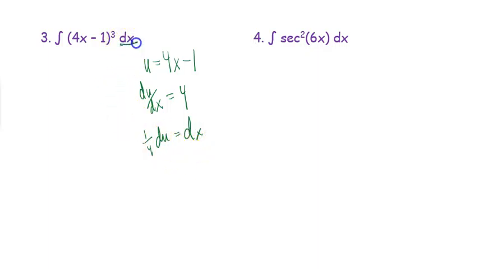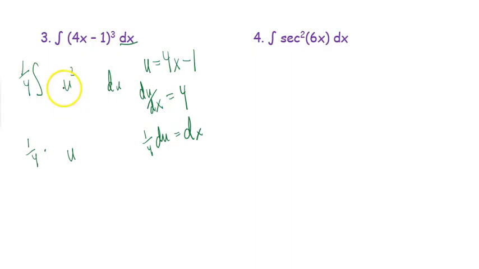And I'm going to replace the dx with 1/4 du. I'm going to put the 1/4 out front because it's a plain number, and my du in the back because that's where it goes notationally. Here, this is what I chose as my u, so now this is u cubed, and it's a power rule by itself. So I'm going to bring down the 1/4.